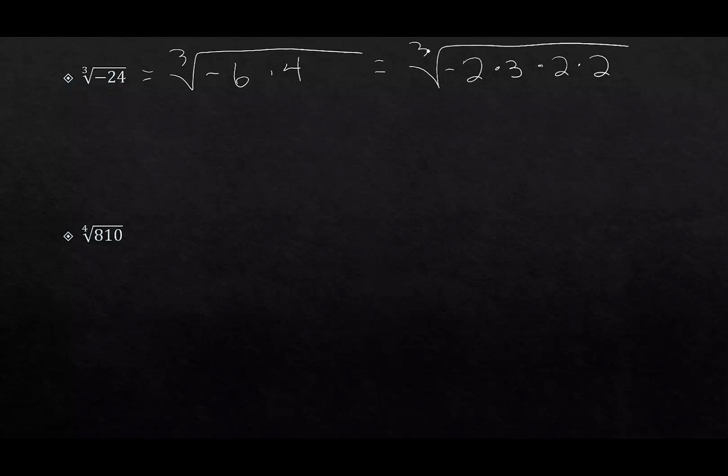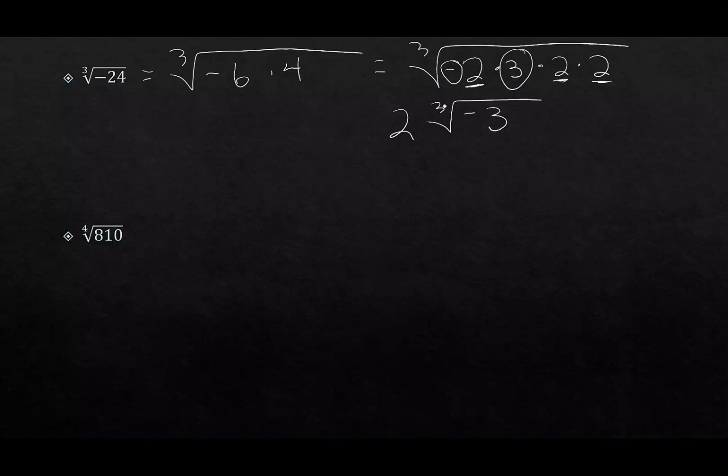So I'm looking at the index of 3 and thinking I need 3 numbers that are the same. So those 3 numbers that are the same can come out. So let's take out a 2. And then I have the cube root. Let's keep this negative, and I have a 3. So the 3 is a singular, the negative was a singular, so I kept them together.